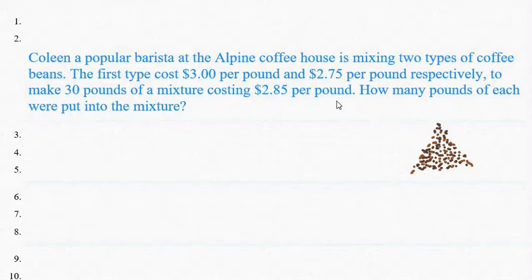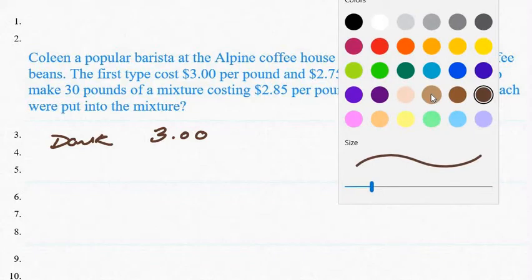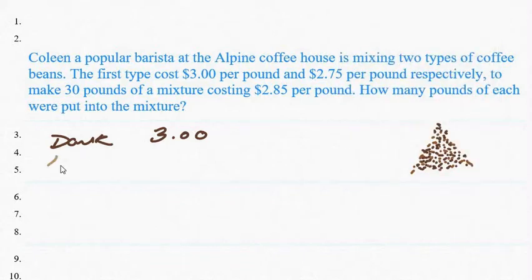Okay, so let's say that the dark coffee beans are the ones that cost $3 per pound. And then the light coffee beans, maybe it's called the light roast, is $2.75. So the percentage of these are going to be dark and another percentage are going to be light.